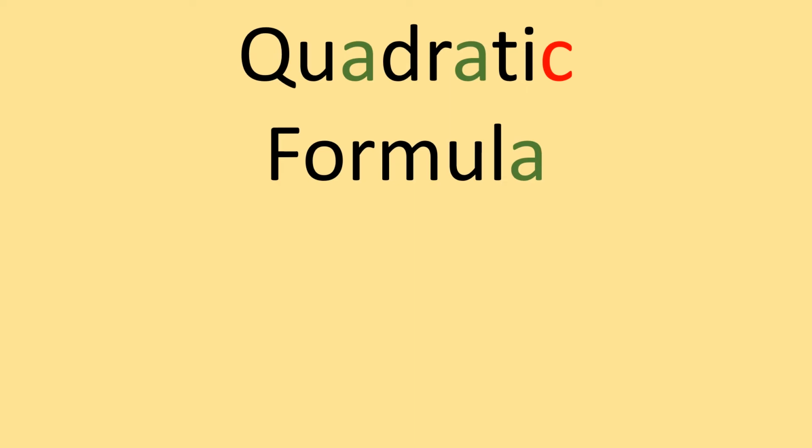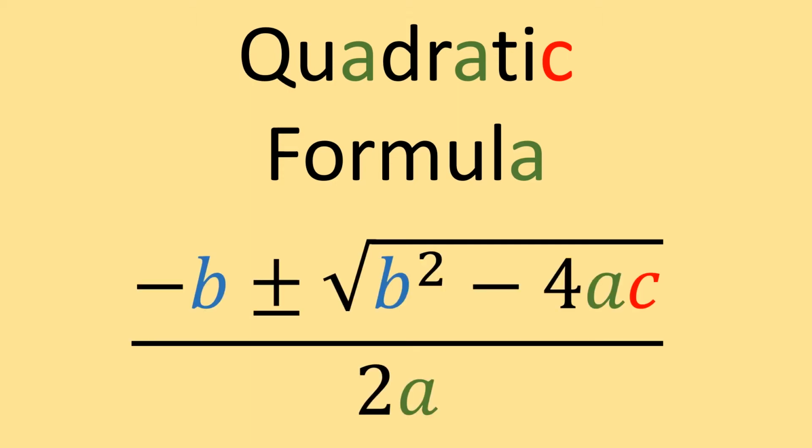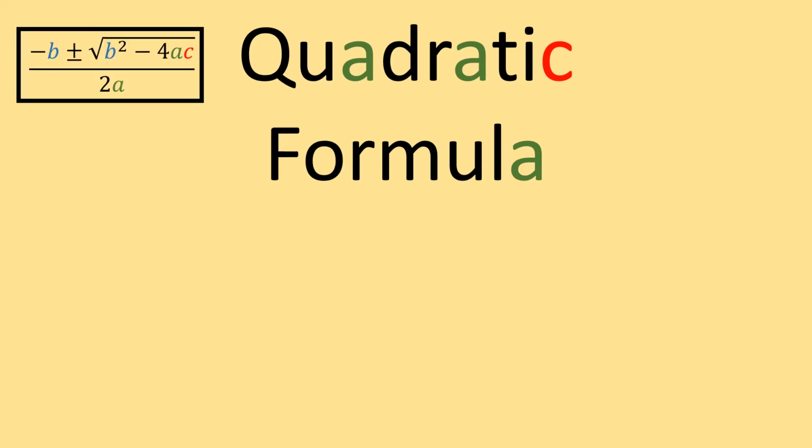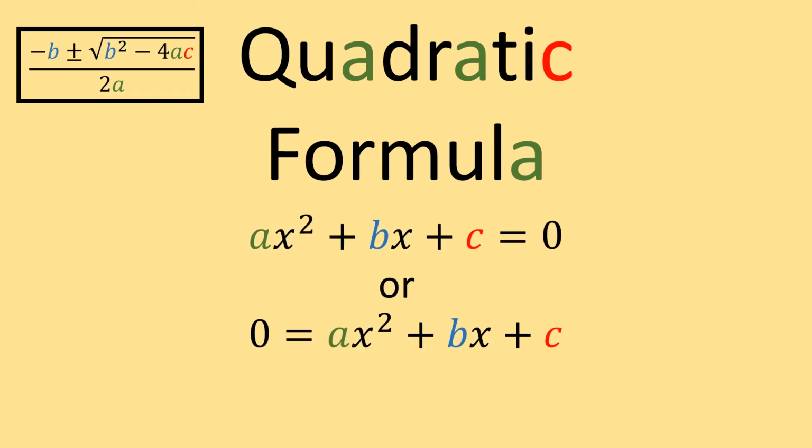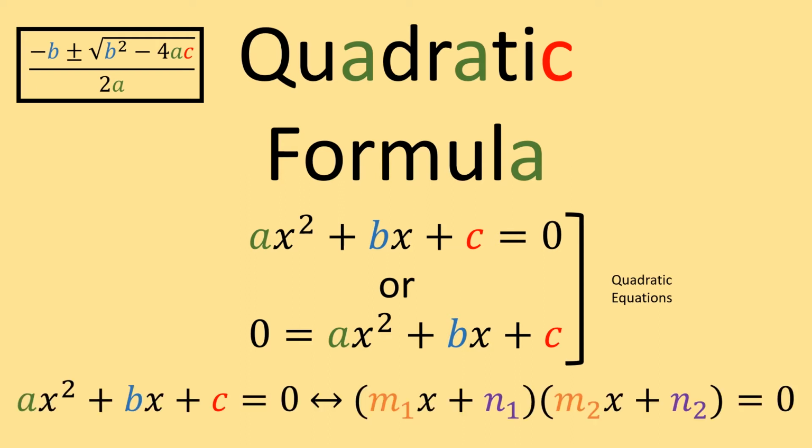If you remember in class, the quadratic formula is negative b plus or minus the square root of b squared minus 4ac all over 2a. Now it's important to know what the quadratic formula is used for. One use is for solving quadratic equations where they're equal to 0. We use the quadratic formula when it's too hard to factor the quadratic equation.